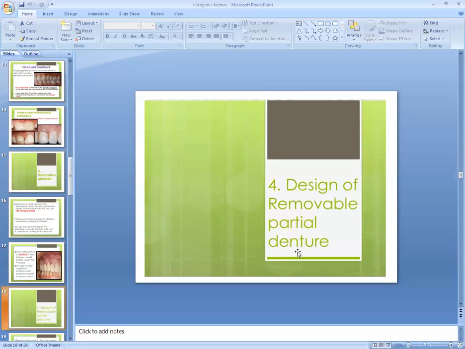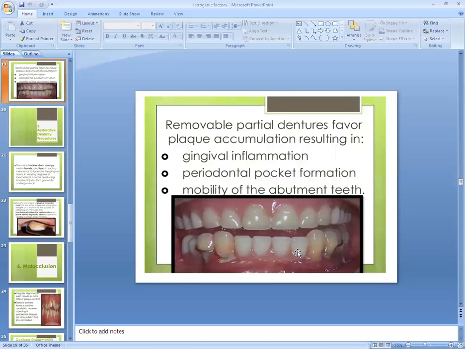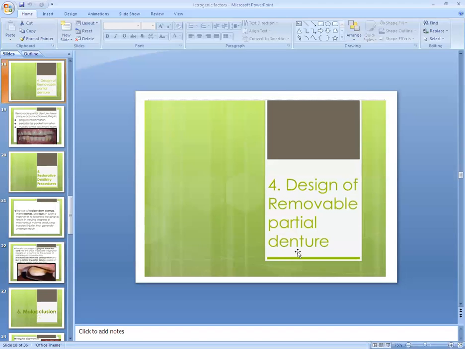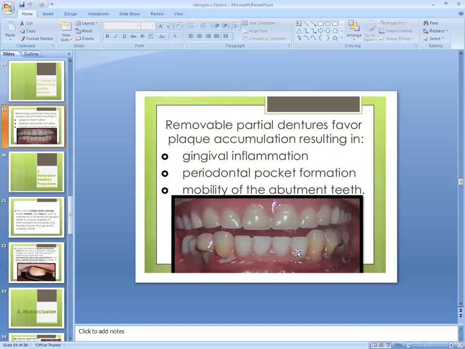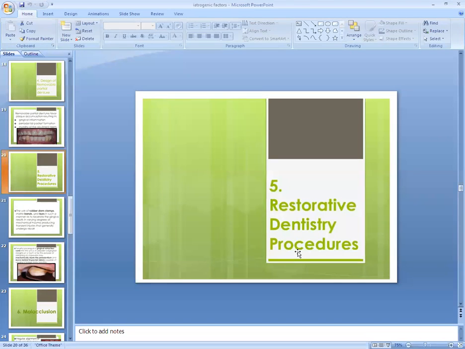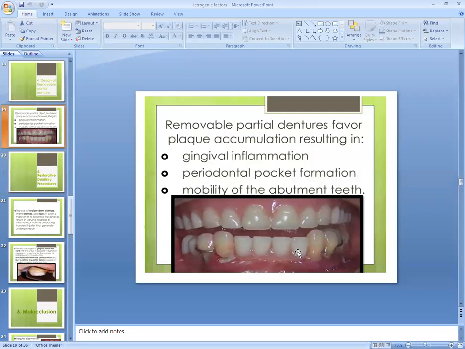Next one is the design of the removable partial denture. There are different designs of removable partial dentures. Basically, removable partial dentures favor the accumulation of plaque, resulting in gingival inflammation, periodontal pocket formation, and mobility of the teeth, which results in further periodontal diseases.